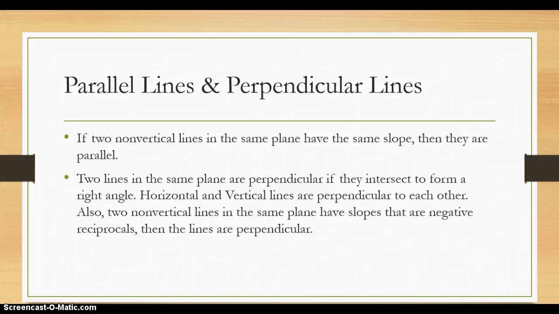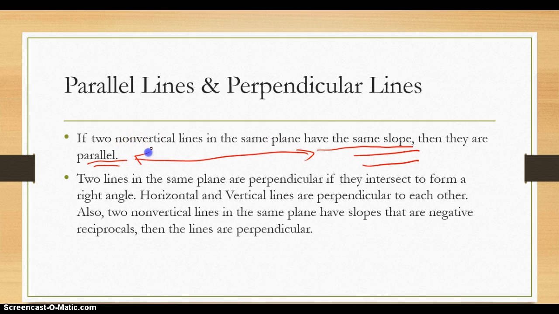So I kind of just mentioned this, but if two non-vertical lines in the same plane have the same slope, okay, then they are parallel. So if they have the same slope, they are parallel. Kind of in parentheses, you might want to put, different b. Okay, same slope, different b, different y-intercept, but their m's are the same.